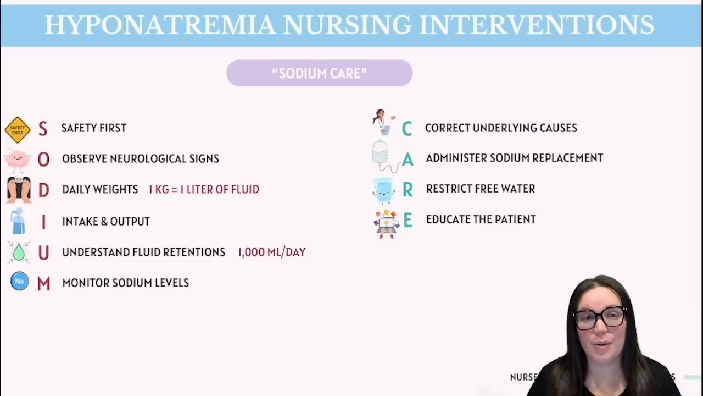It's also important to remember and understand how fluid restrictions are going to affect our patients. For hypervolemic and euvolemic hyponatremia, implementing these fluid restrictions is often going to help us prevent further dilution of sodium levels. Typically, you're going to see a limit of 1,000 mLs per day.